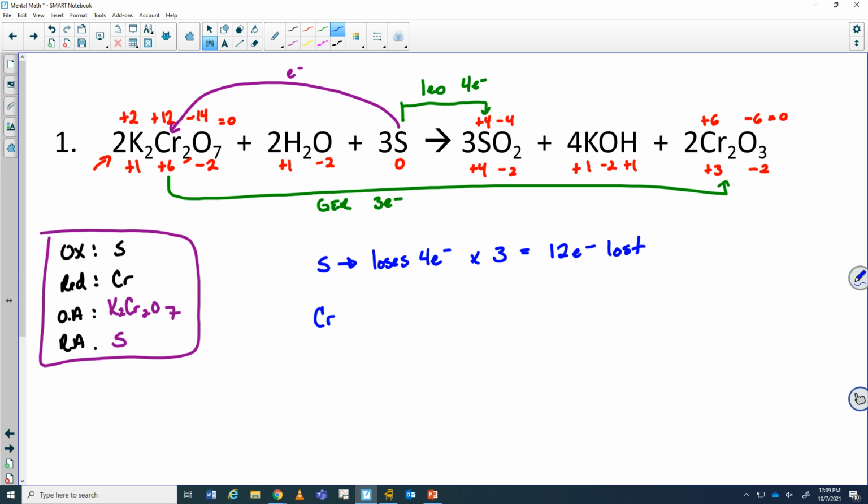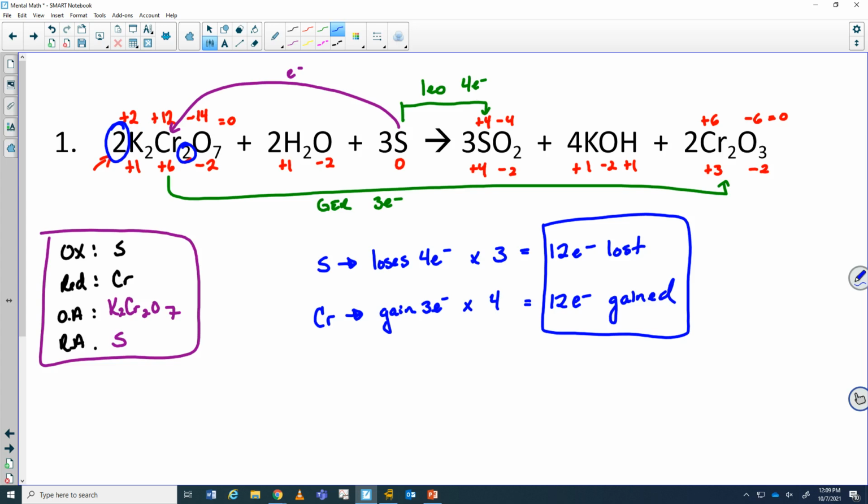Now let's look at chromium. Let's talk about each chromium. They go from +6 to +3, so that's a gain of 3 electrons. But there are 2 chromiums here, and then looking at our balancing, there's another 2 there. So there's actually 4 chromiums in total. So gaining 3 electrons times 4, that's a total of 12 electrons gained. So that means that our electrons lost and gained are balanced. If you have a balanced reaction with coefficients in front of all these things, the total electrons lost and gained should always be the same. Otherwise, our equation's not balanced.